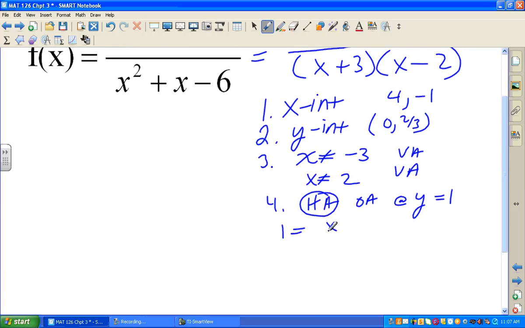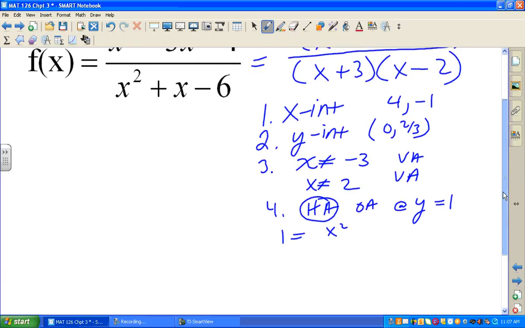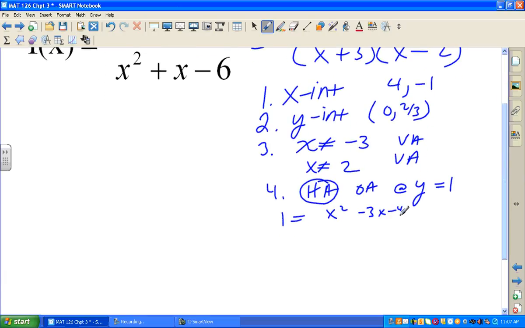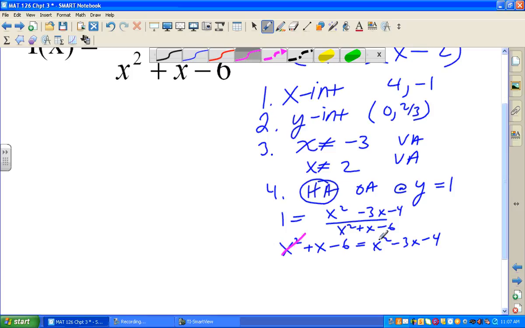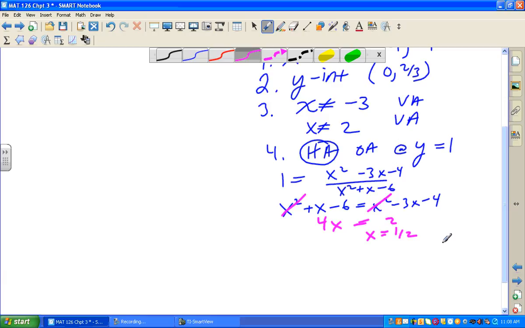Set 1 equal to x squared minus 3x minus 4 over x squared plus x minus 6. Multiply: x squared plus x minus 6 equals x squared minus 3x minus 4. The x squareds subtract off. I have 4x equals 2. So at x equals 1/2, it does cross the horizontal asymptote. Okay.